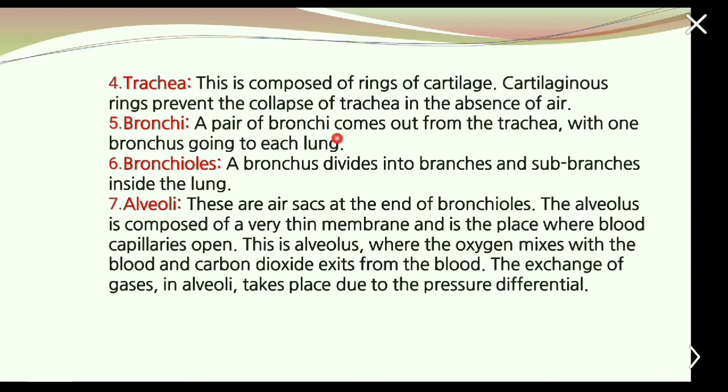Bronchi. A pair of bronchi comes out from the trachea with one bronchus going to each lung. Bronchioles. A bronchus divides into branches and sub-branches inside the lungs, and these are termed bronchioles. Alveoli. These are the air sacs at the end of the bronchioles. The alveolus is composed of a very thin membrane, and it is the place where blood capillaries open. This is alveolus, where the oxygen mixes with the blood and carbon dioxide exits from the blood. The exchange of gases in alveoli takes place due to pressure differential.